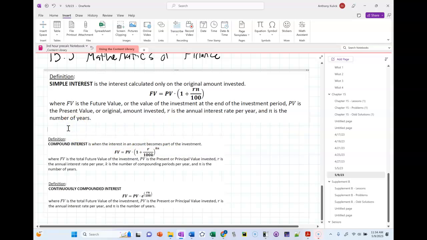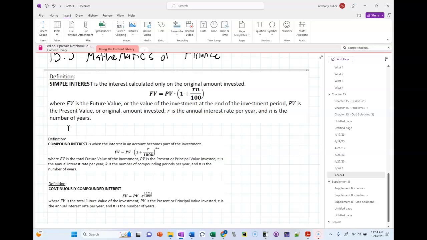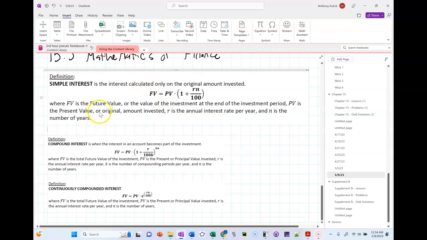All right. So when we say simple interest, what we're talking about is a situation where you're only going to earn interest on the original amount invested. You don't earn interest on any of your earnings. It's just that initial investment that earns the interest. The equation here for calculating simple interest is FV is equal to PV times 1 plus RN over 100. Where FV is the future value. That's the value of the investment at the end of the investment period. PV is the present value, or the original amount invested. R is the interest rate per year, that's written as a percentage. And N is the number of years in your investment period.